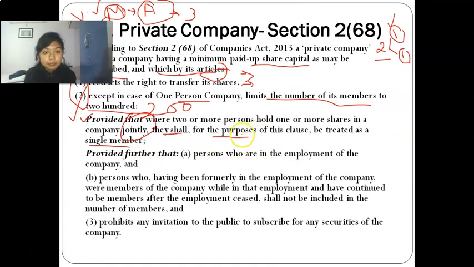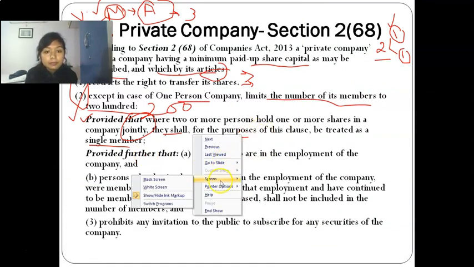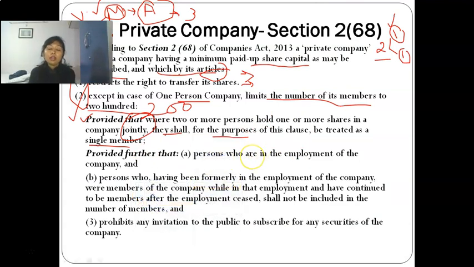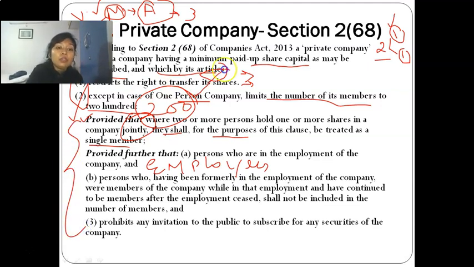Now, provided further that a person who is in employment of the company means persons who are the employees of the company. You can write in here who are the employees of the company, and a member of the company will not be included in this count of 200. These are all exceptions for the count of 200. So in the calculation of 200, these two persons will be taken as one, two or more.